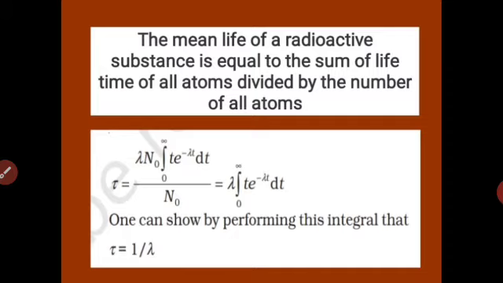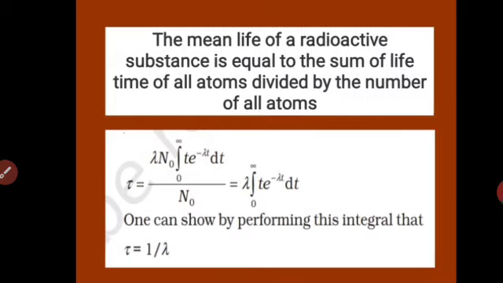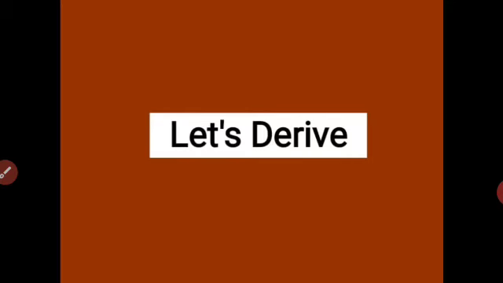After cancelling N naught, we see that tau is equal to lambda integral of t e raised to power minus lambda t dt, and the limits of integration are from 0 to infinity. One can show by performing this integral that tau is equal to 1 by lambda. Now we shall see how we get this equation. Let's derive.